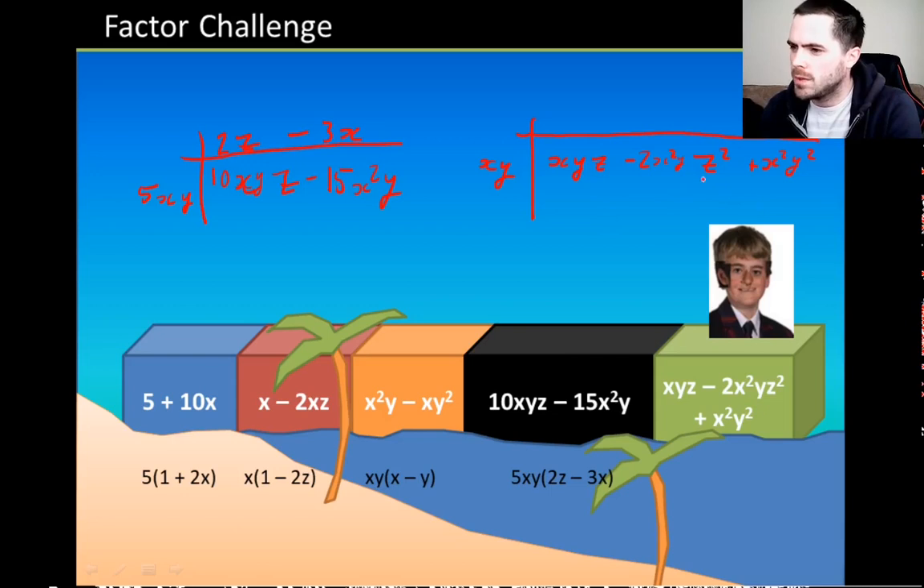So xy times what would give me xyz? Well, that's got to be a z. Minus, there were no numbers, so the 2 is going to remain where it was. We had an x, we need to get an x squared, so there's another factor of x to pull out. Y's been taken care of already, and z squared needs to remain. Plus, we need to get from xy to x squared y squared, which means in both cases we need an x and a y. So there is our second factor. This therefore becomes xy times literally everything else that we had on top.